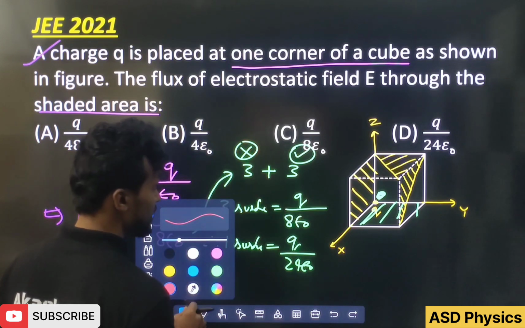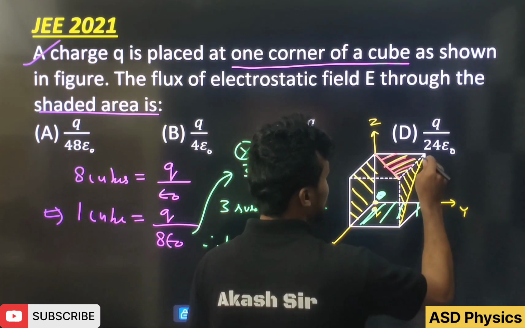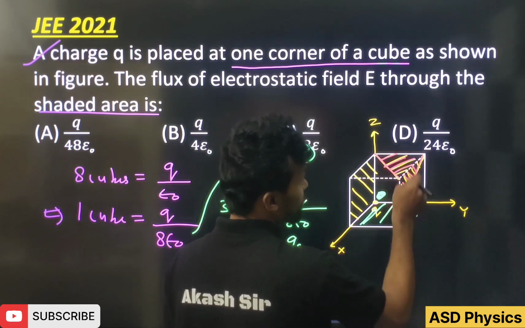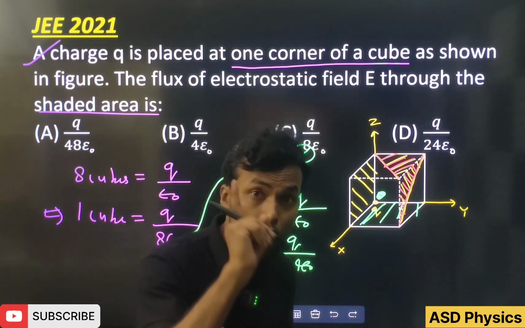So you can see very well, if you observe here, in the question they have given this one and this one. This is half of one surface, and this is also half of one surface. That means half plus half makes 1 full surface.